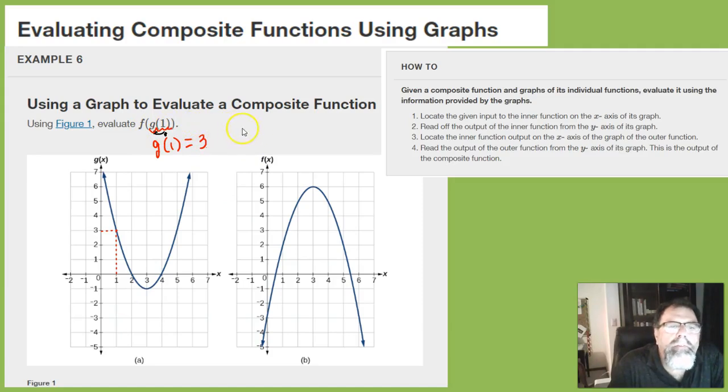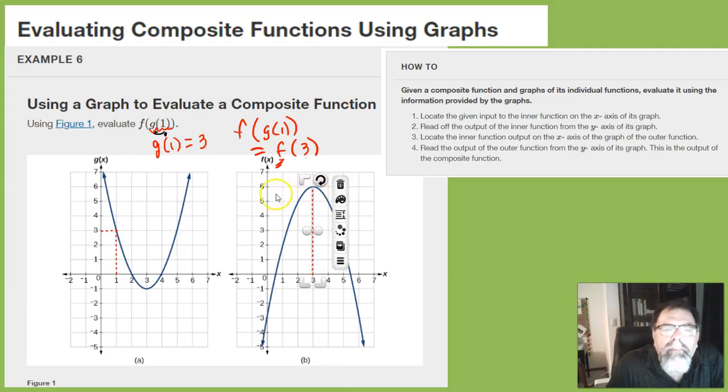So f of g of 1 is equal to f of 3. Now we go to the f function, which is this one. We do the same thing with x is 3. We go up to the graph here, and then we go over, and you can see that's going to be 6.